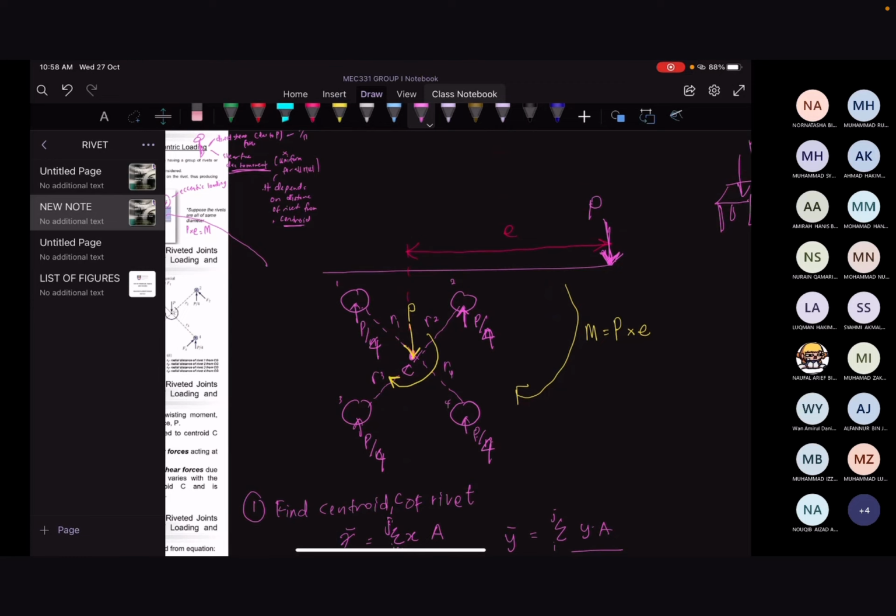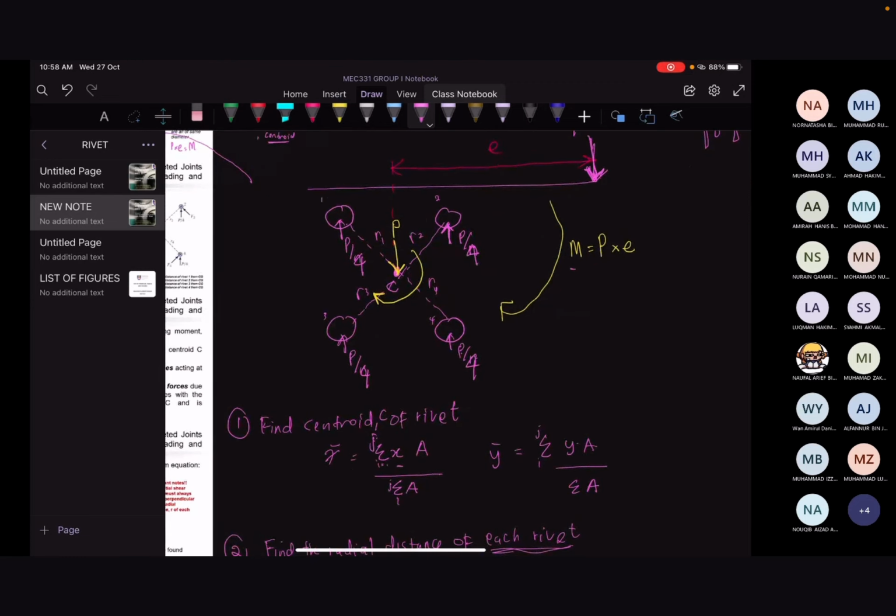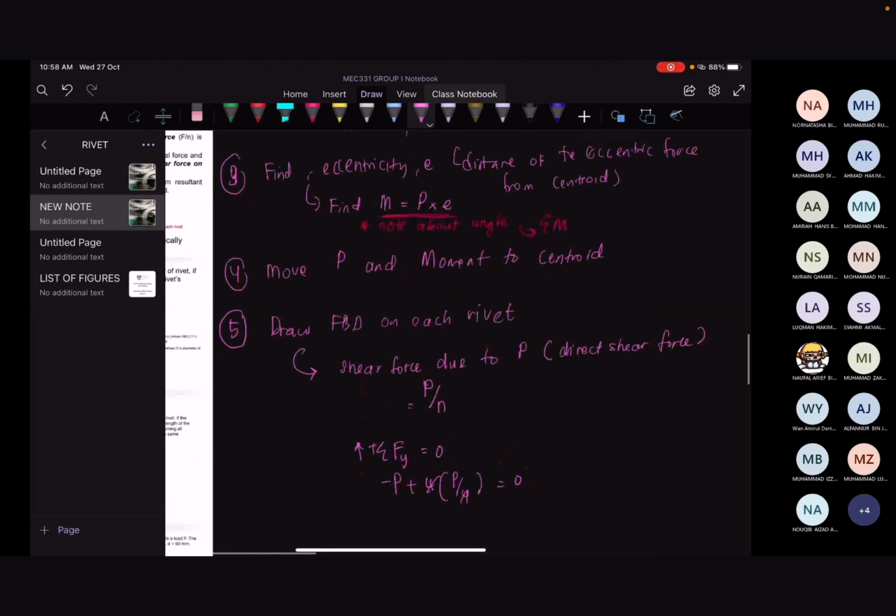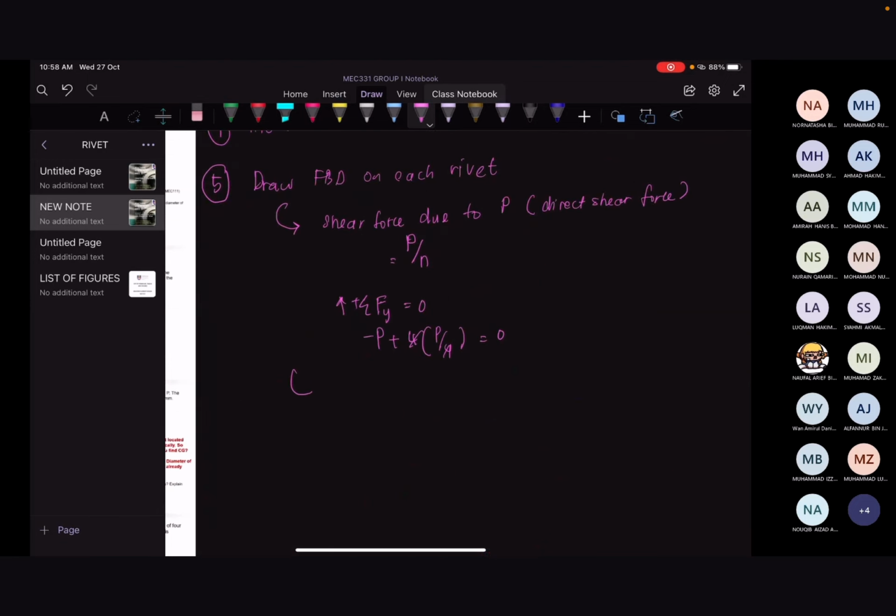Tapi, in total dia masih belum equilibrium lagi sebab dia ada the second force, which is moment. Dia still ada tend to rotate. Dia akan buat awak punya column ni tend to rotate lagi. Okay, so that is why dia akan produce the second force, which is kita panggil dia sebagai, this one is shear force due to moment, and we call it as tangential shear force.